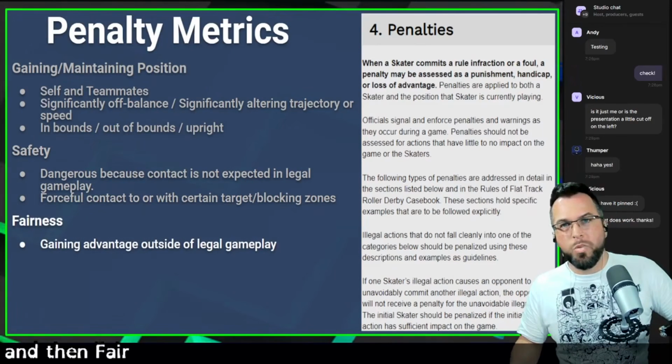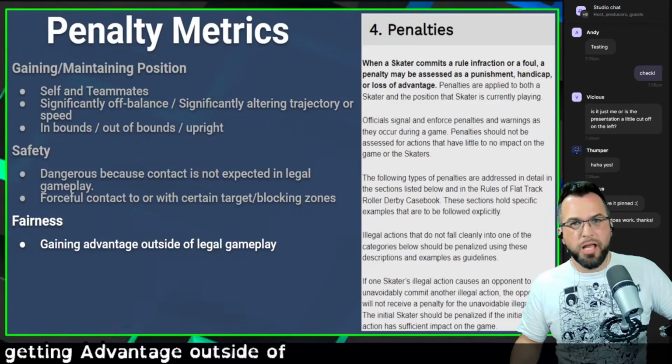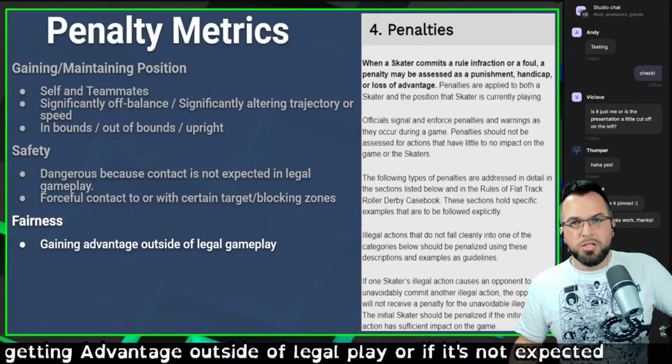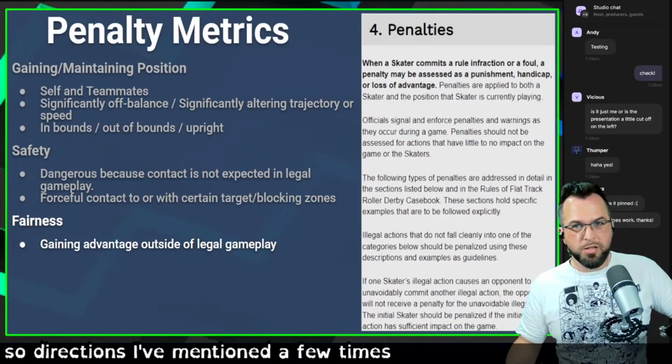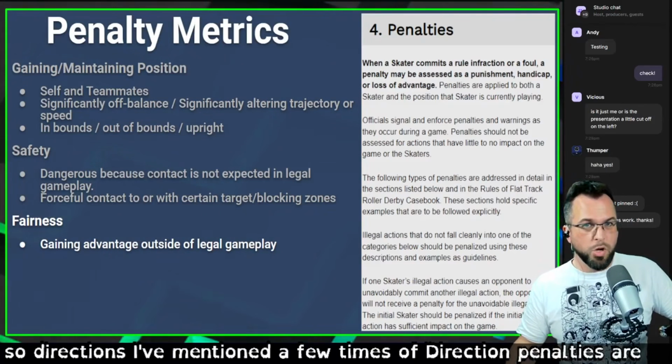And then fairness: gaining advantage outside of legal play or if it's not expected. So directions, I've mentioned a few times, direction penalties are because you're not going in derby direction.